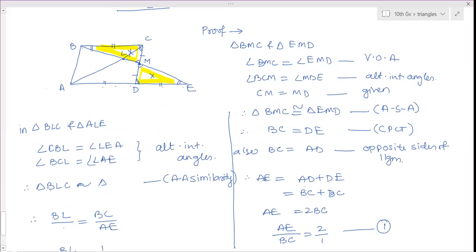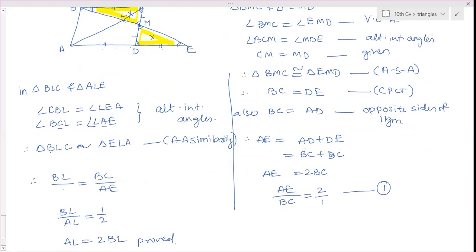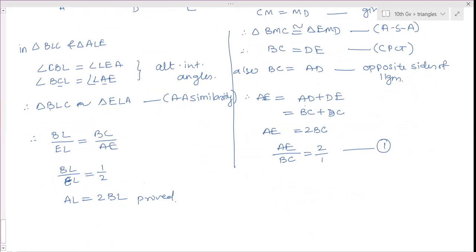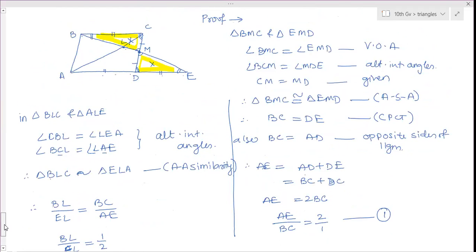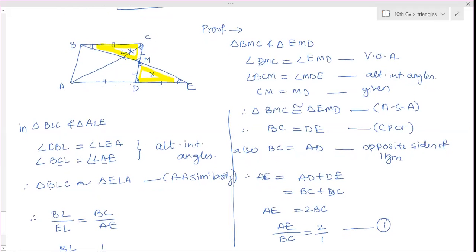Angle B is equal to angle E. L is equal to L, vertically opposite, and C and A are equal. So therefore, BL by EL is equal to BC by AE, right? So this is EL. EL is equal to BL. Okay. Is it clear? Yes, ma'am. So first write down the right hand side and then left hand side. First congruency and then similarity.